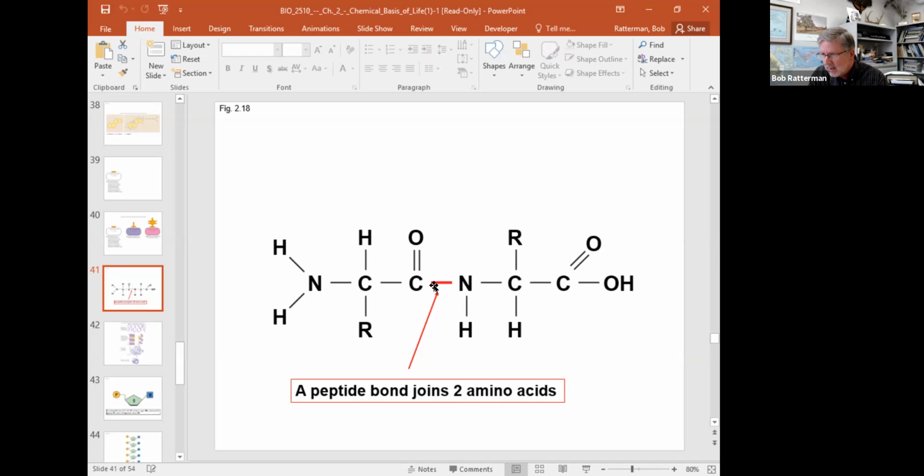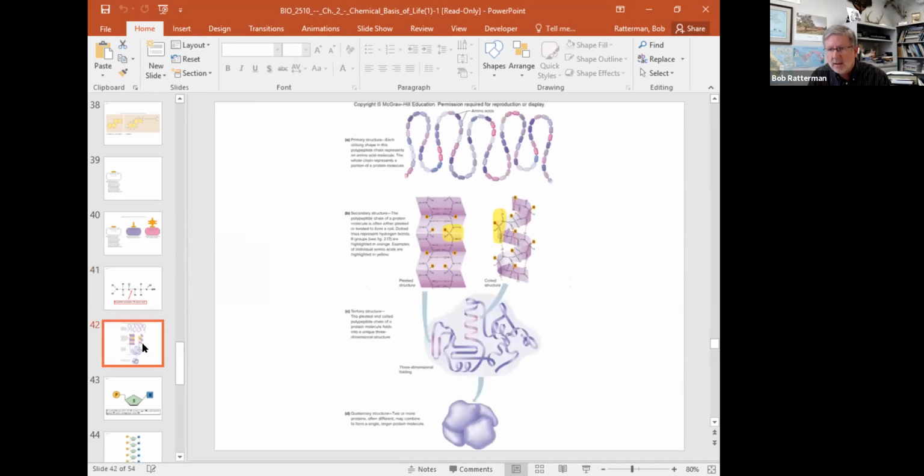Well, what kind of bond is this? Can anybody tell me? Covalent. Yeah, it's a single covalent bond. Exactly. But this is what links those 2 amino acids to create what's called a dipeptide. And when you continue to do that again and again, 100 or 200 or 1,000 times, you'll eventually make a protein.